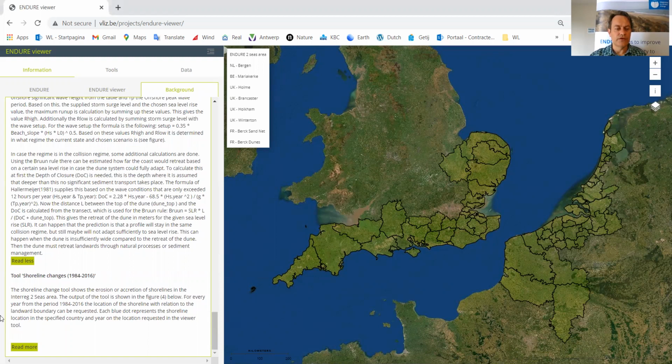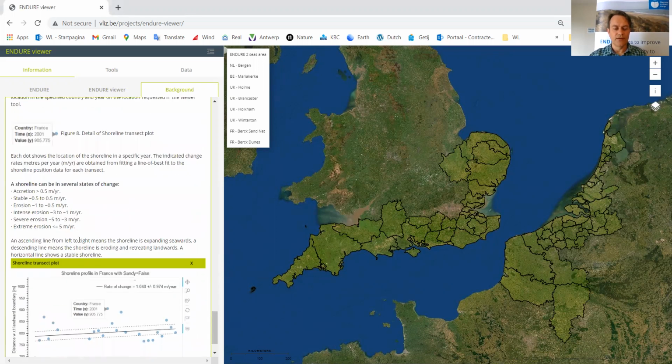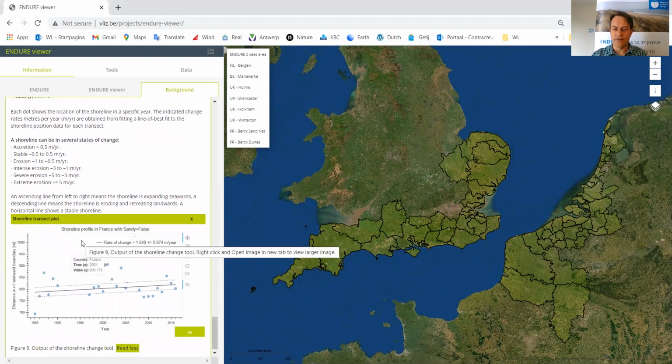Then we have the tool of the shoreline changes, where, as I said, the evolution of the shoreline position at a certain location is shown over 30 years. So the blue dots show the position of the shoreline with respect to a landmark reference. But as you can see in this picture, this is not a very uniform position of the momentary position of the coastline. But then if we draw a trend, we can easily see if the status in the long term for that coast is accreting, stable, or eroding.